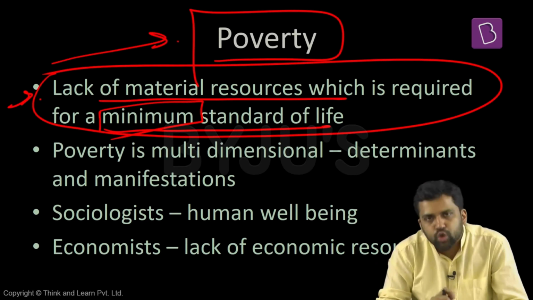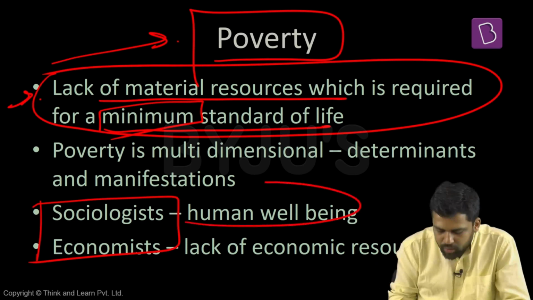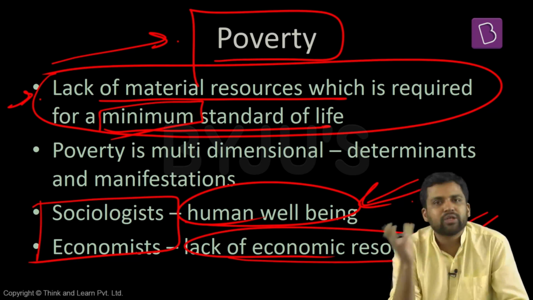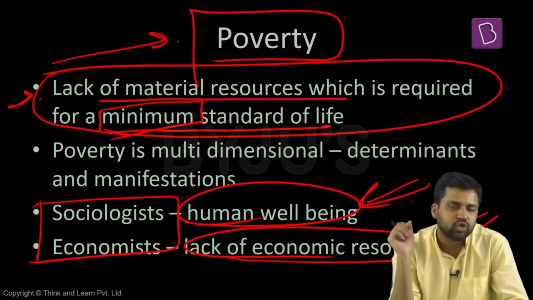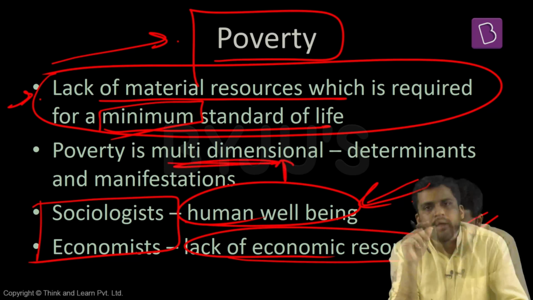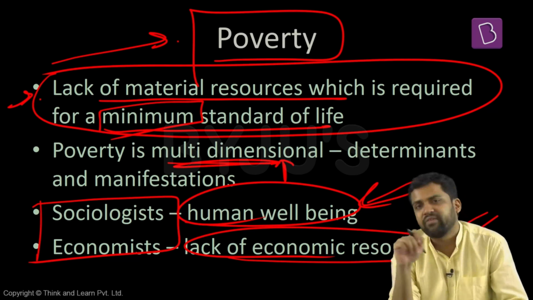Also, the way a sociologist will look at poverty, the way an economist will look at poverty, that will vary. A sociologist will talk about human well-being. An economist will look at availability of economic resources, whether they are there or not. If they are not there, it refers to poverty. But whatever be the case, one thing has to be noted here: poverty is multidimensional. There are multiple determinants to poverty. Multiple factors cause poverty, and poverty is manifested in multiple ways.